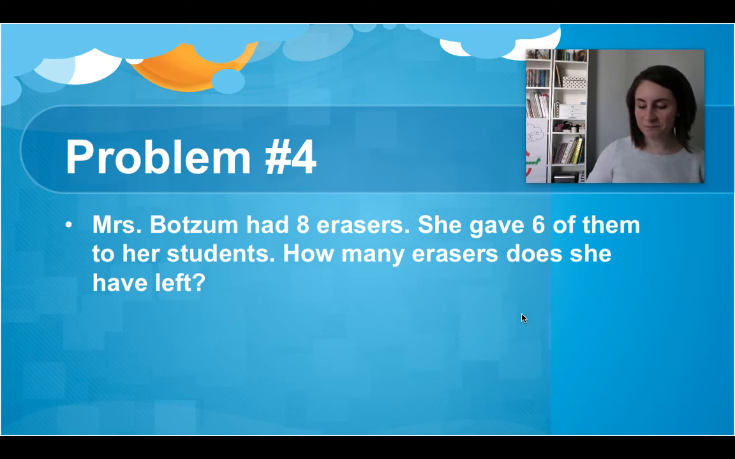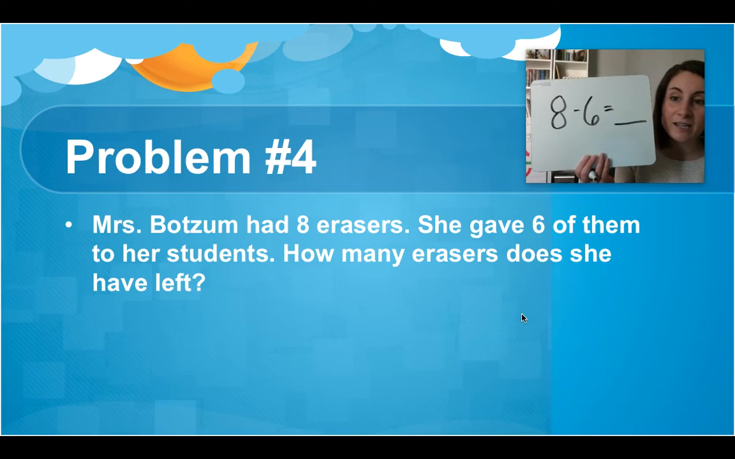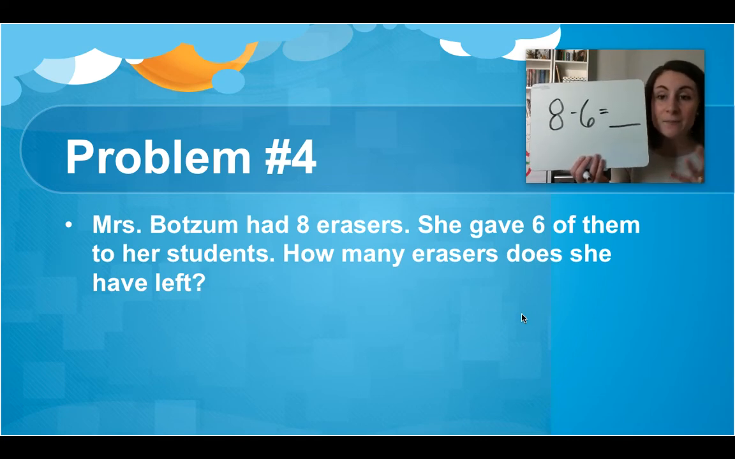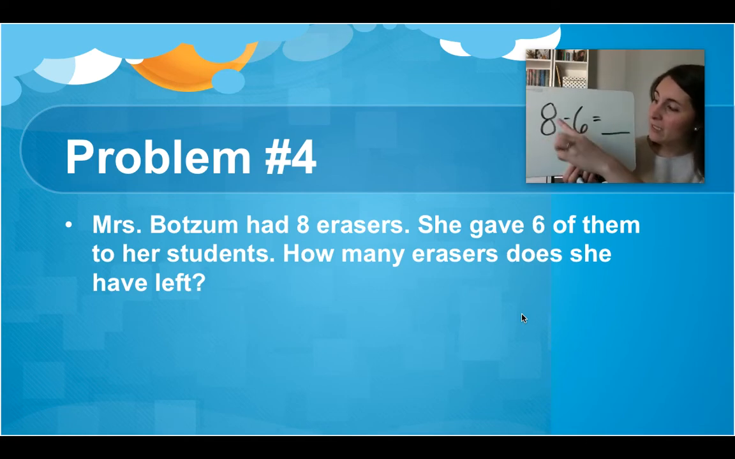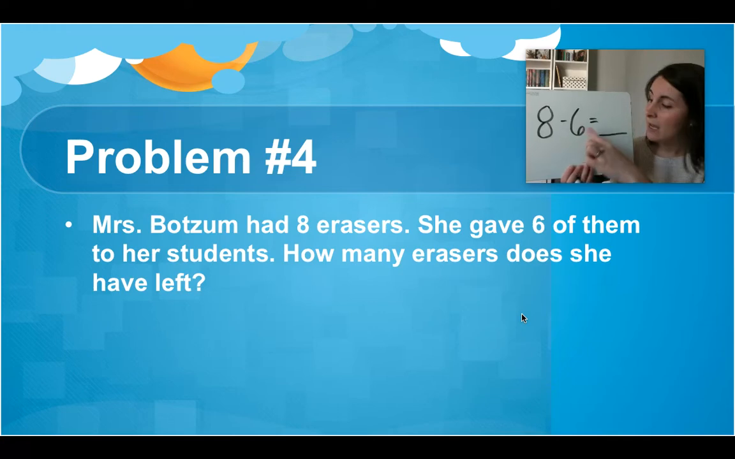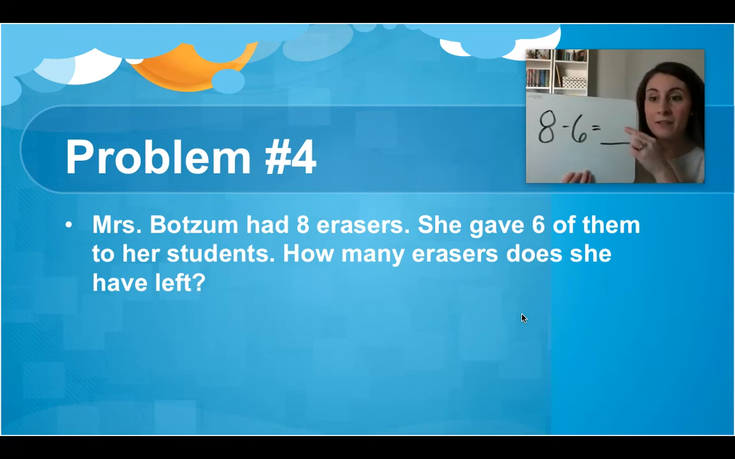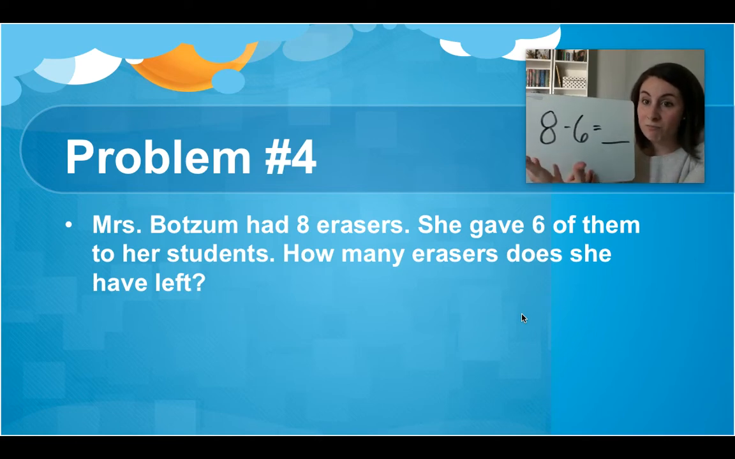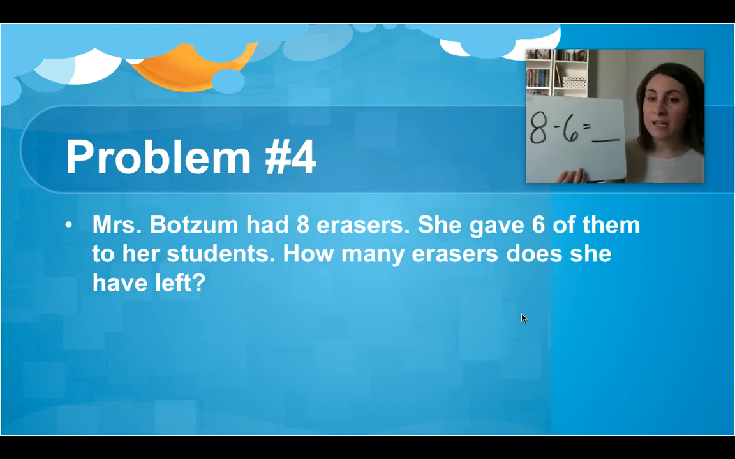All right. So this is the number sentence I came up with. Mrs. Bottom had 8 erasers. That's what she started with. She then had to give 6 away. So 8 take away 6 equals, how many did she have left over after she gave all 6 away? But she, of course, didn't give all 8 away, so there's something left. So we got to figure out what it is. All right, so 8 minus 6 equals blank. That's what we should be starting with.